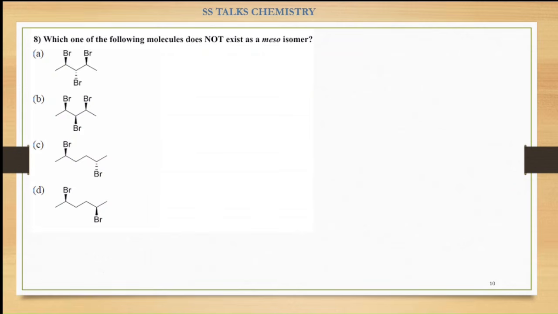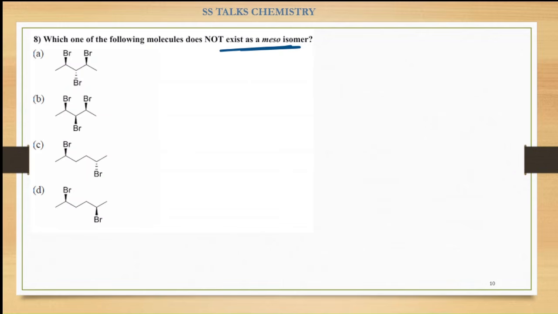It says, which one of the following molecules does not exist as the meso isomer? So now, what is meant by the meso isomer? Okay, let us focus on that. Meso isomers are the molecules in which you have more than one chiral center. A chiral center means a carbon center attached to four different species.